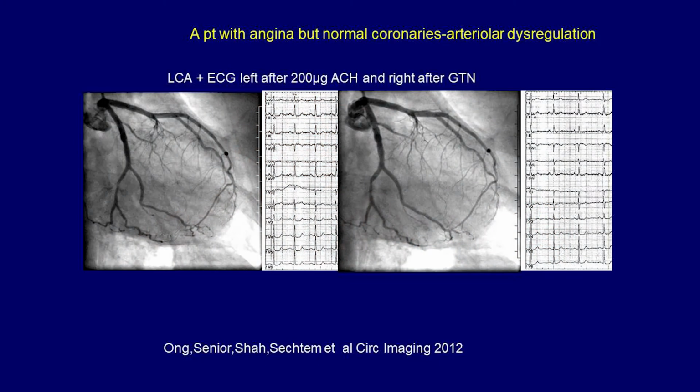And in contrast, this is another problem with microvasculature, which is called arteriolar dysregulation, where the microvessels are very reactive. So with a stimulus like acetylcholine, they go into spasm. This is one of the studies that I did in Stuttgart with Professor Sektem, who specializes in this technique. The acetylcholine is given, the coronary arteries are fine, there's no change in the coronary arteries, but the patient began to complain of chest pain.